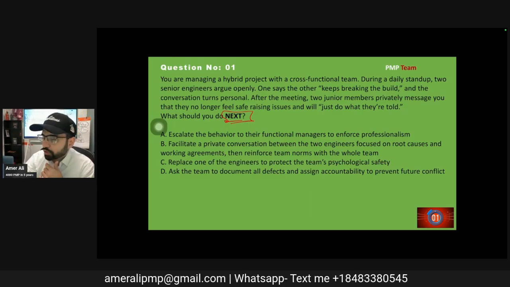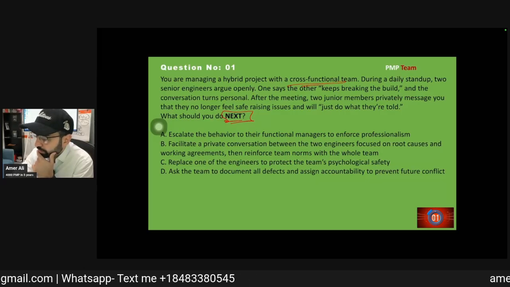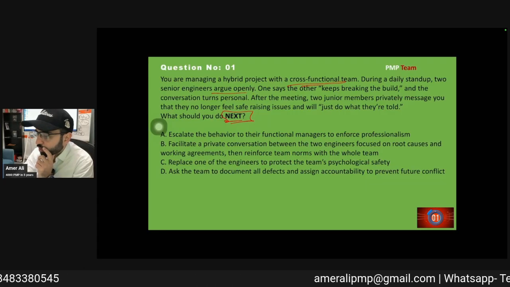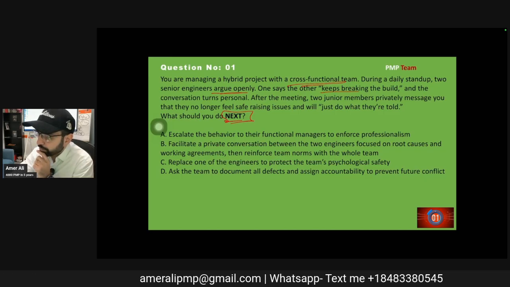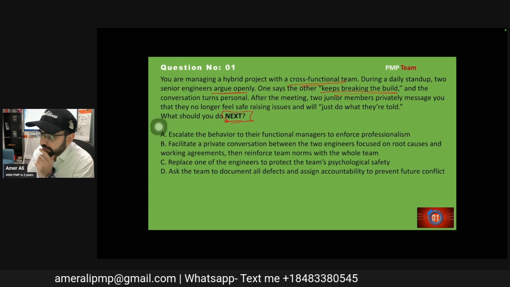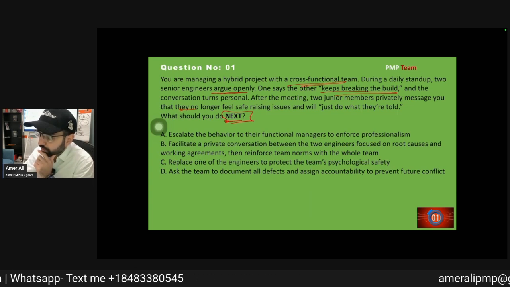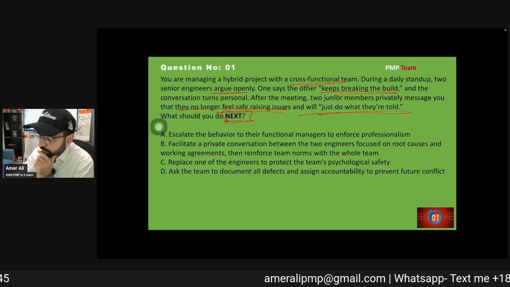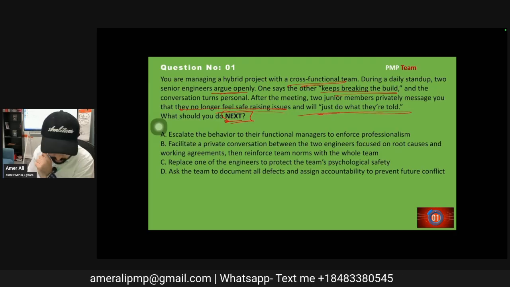You are managing a hybrid project with a cross-functional team. During a daily stand-up, two engineers argue openly. One says the other keeps breaking the build, and the conversation turns personal. One privately messages you that they no longer feel safe and will just do what they are told. So what should we do?